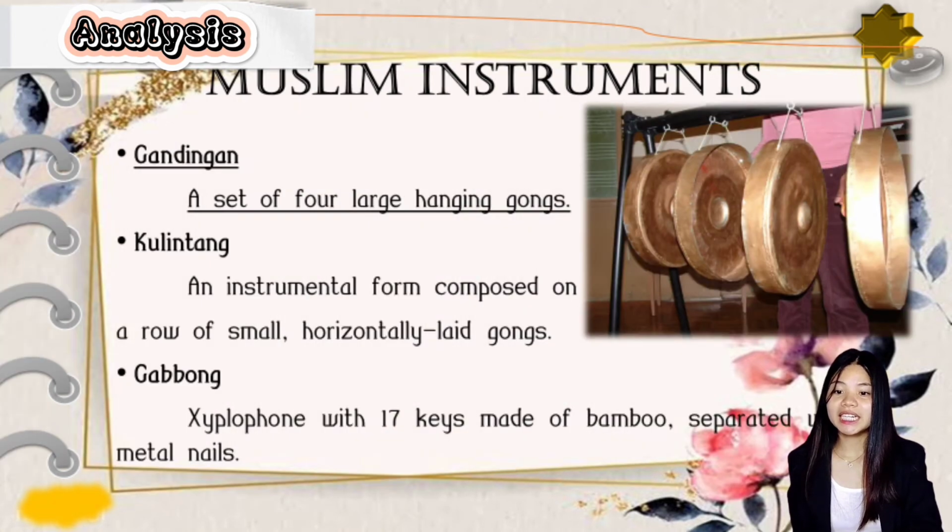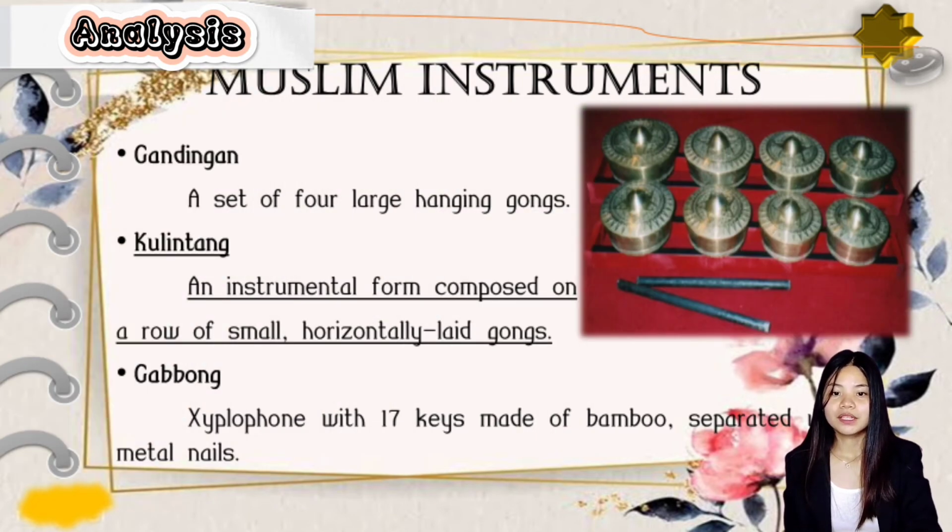So next is the gandingan, a set of 4 large hanging gongs. Have you watched Showtime? Or even It's Showtime, they have large gongs. Next is kulintang. It is also a gong, but composed of a row of small horizontally laid gongs. So there are 8 gongs.